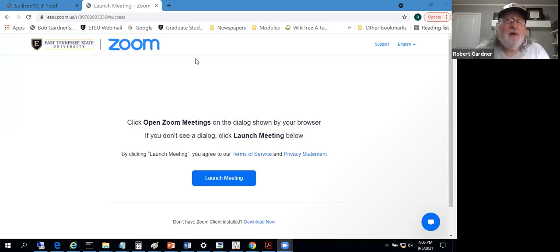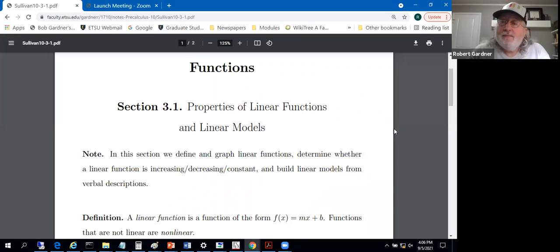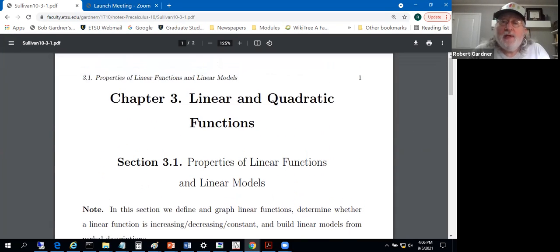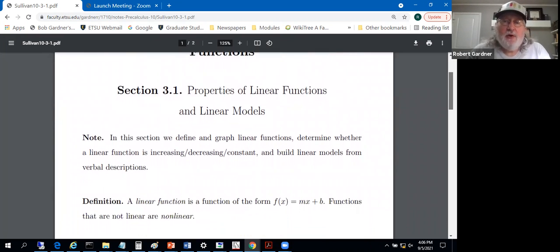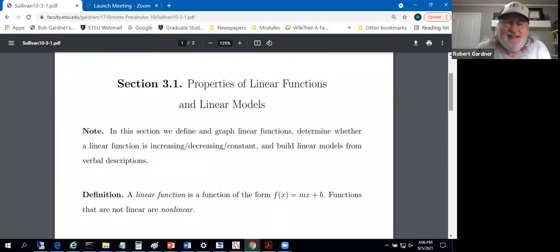Welcome to Chapter 3, Linear and Quadratic Functions. And Section 3.1 is Properties of Linear Functions and Linear Models. So we're basically taking the y equals mx plus b ideas we had previously, and you're good at graphing lines and interpreting m and b, slope and y-intercept.